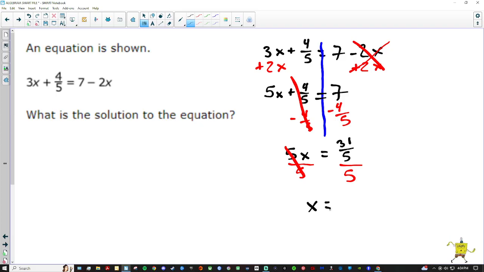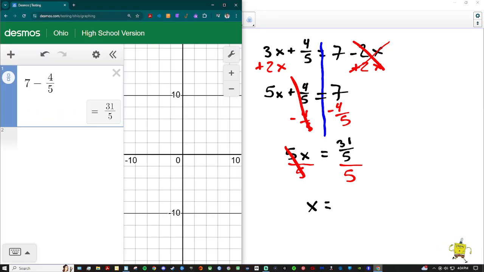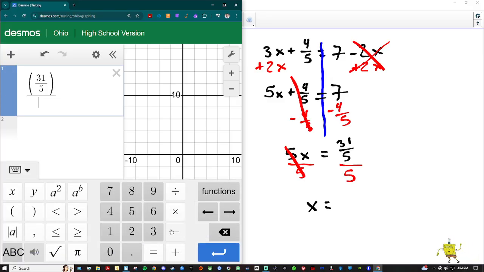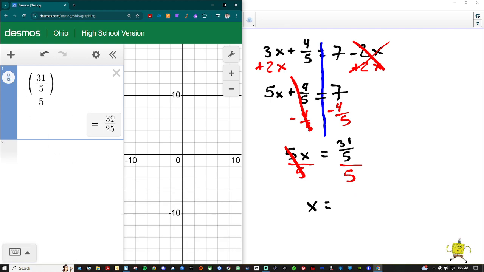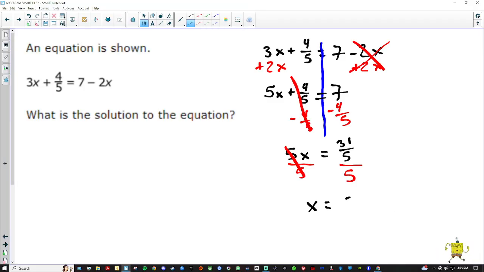This looks horribly awful. But if I just go to Desmos and I type in 31 over 5, and then I'm going to divide by 5, I get 1.24, or 31 over 25. And I am done. All right, on to the next problem.